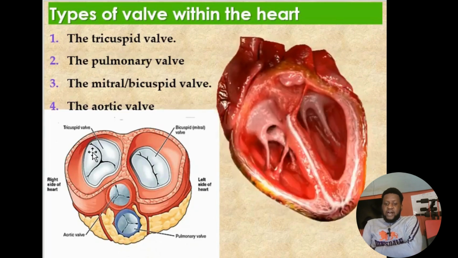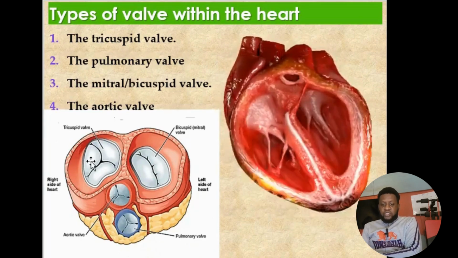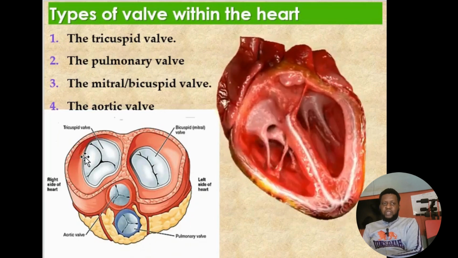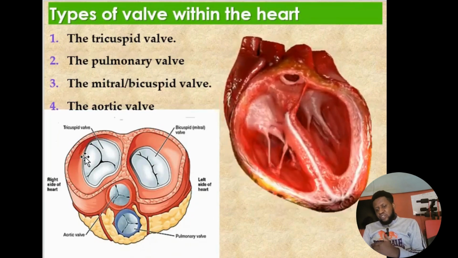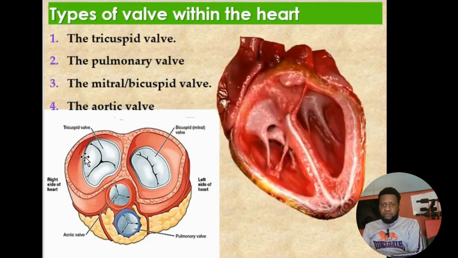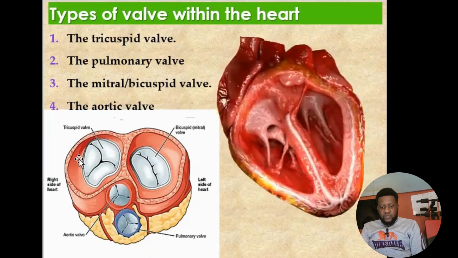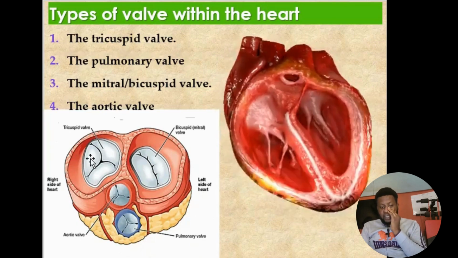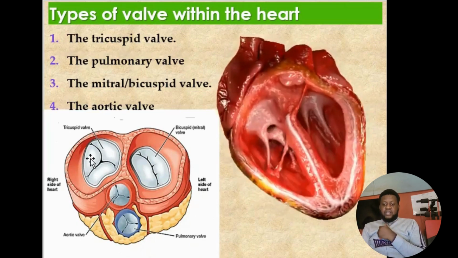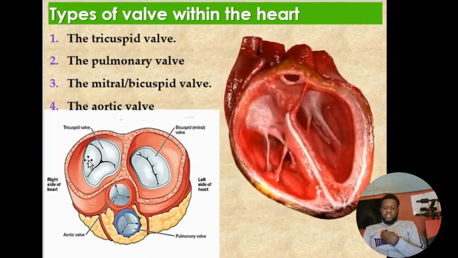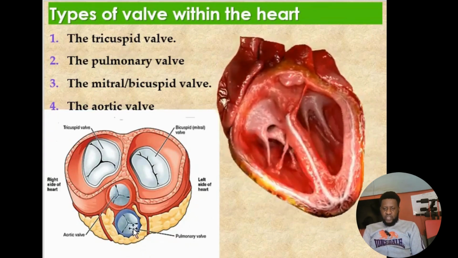Another textbook will call them semilunar valve. That is lunar shape, so semilunar valve. Some call it atrioventricular valve. Now that means they're trying to combine the atrium and the ventricle. They call it atrioventricular valve. Okay, so any one is okay.